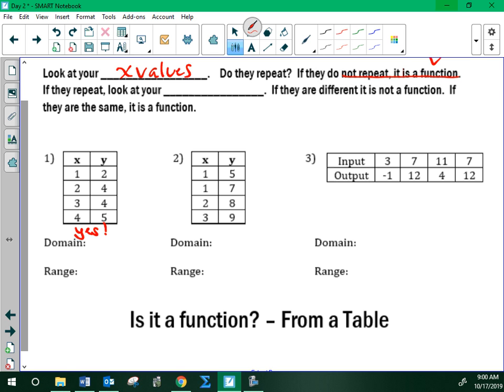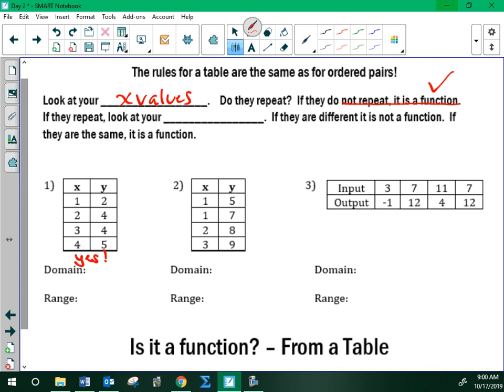We've got number 2. Ooh, we've got some repeats here. So again, let's look. If they repeat, look at your y values. If they're different, not a function. So I've got repeats here. Are my y values different? So it's not a function.